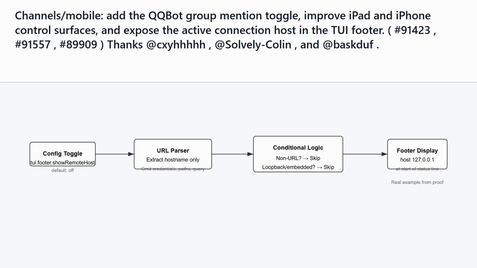The feature is opt-in behind the tui.footer.showRemoteHost config key, which defaults to off. Loopback and embedded local connections remain hidden even when enabled. The change adds formatted logic, tests, and updated documentation. Users can now quickly identify which host they're connected to, especially useful when managing multiple machines over Tailscale.